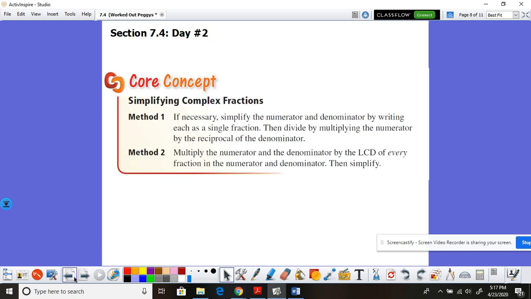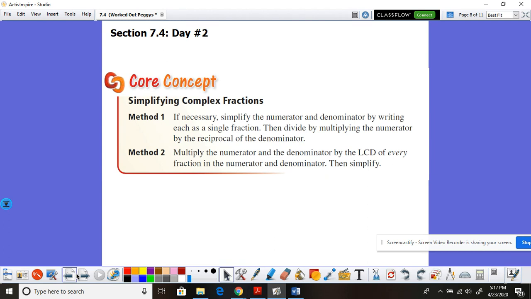Hey guys, this is section 7.4, day 2 or part B or whatever you want to call it. Going ahead with 7.4 still. Today we're going to be simplifying complex fractions, which is, well, very complex. It's not hard, there's no new math involved, it's just a lot more tedious and a little more time consuming. So really this lesson's pretty short. I only have 2 slides to show you.